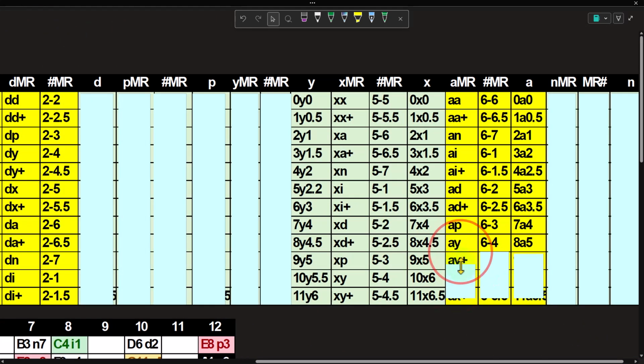Otra vez. Okay, we're going to say it's an AX modal range, going from A to X continent. So that's going to be a 6-5 modal range.